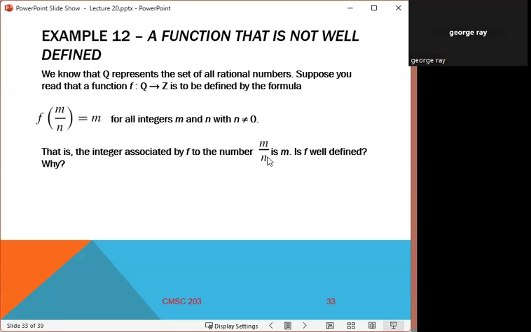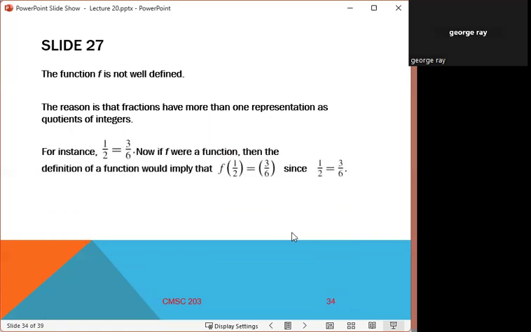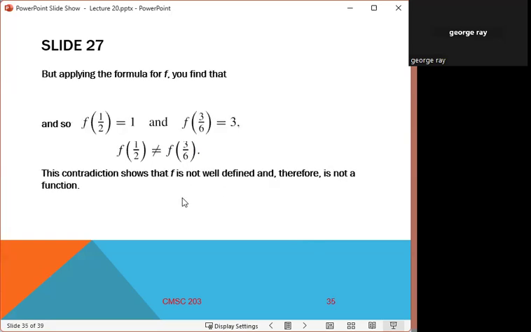So is this function well defined? Well, it's not well defined, and that's because fractions have more than one representation. So we can have the fraction 1/2 equals 3/6. So these are equal in our domain, and yet they're going to map to two different numbers in our codomain. So the two numbers that are equal, 1/2 and 3/6, first one maps to 1, second one maps to 3. So that's a violation of the second requirement of a function.